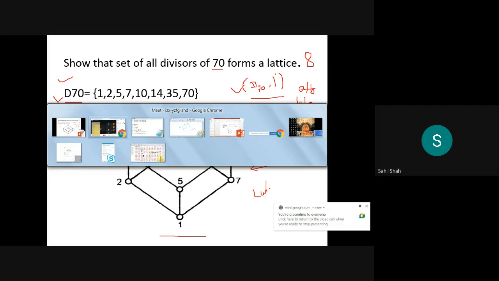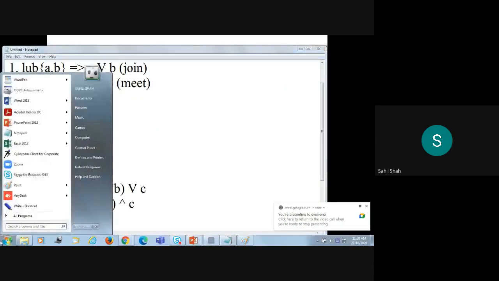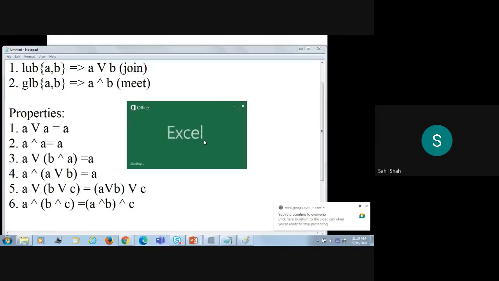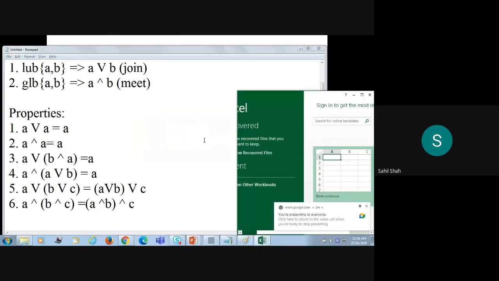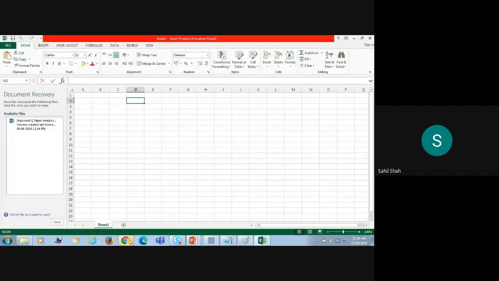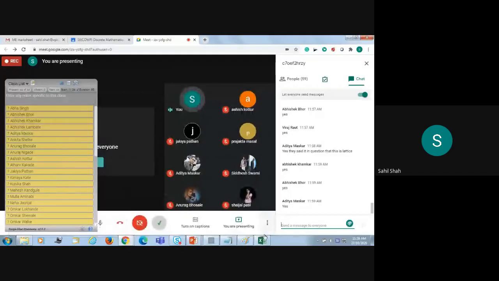Okay, a trick. Let me open my Excel so that I can show you the trick quickly. Till the Excel opens, have you heard about the concept of LCM and GCD? There exists a concept of LCM and GCD. Yes, you have heard of it. So we are now going to relate LCM and GCD to the context of LUB and GLB.